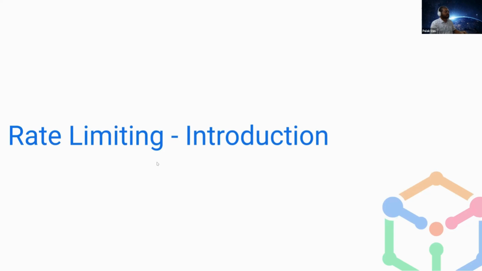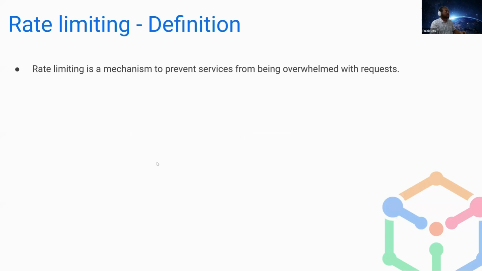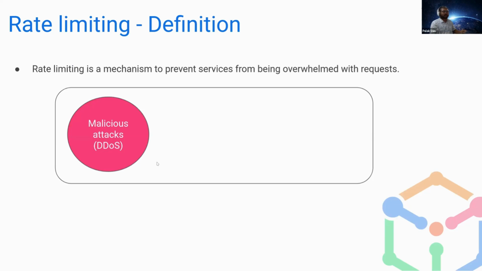So let's go over what rate limiting is all about. It's simply a mechanism to prevent your services from being overwhelmed with requests. This might not even be a malicious thing. Let's say you have provided some sort of an API publicly, and some open source developer or any random user is trying to use that API, right?